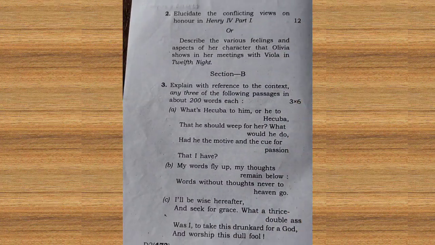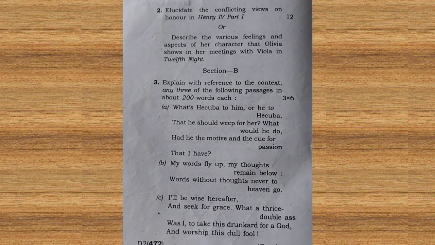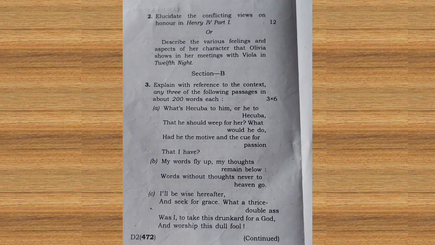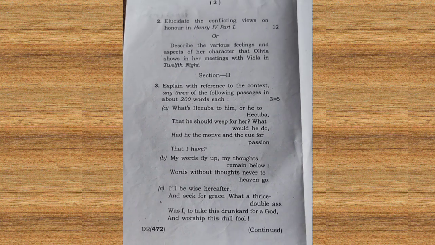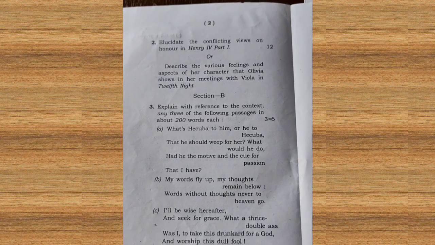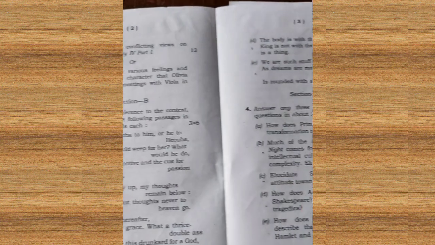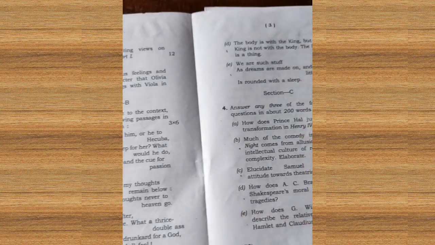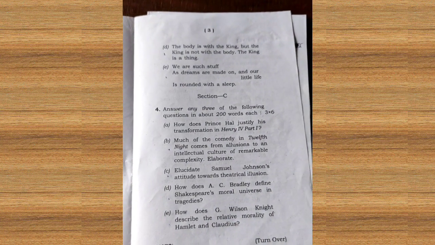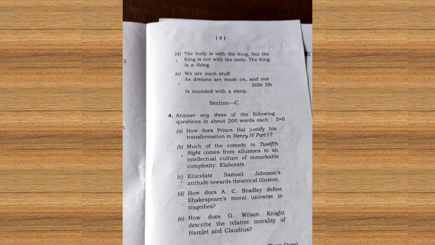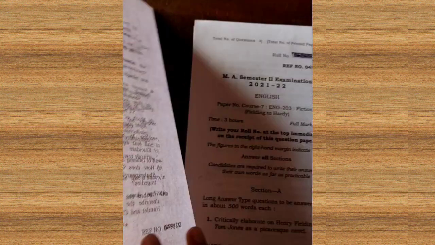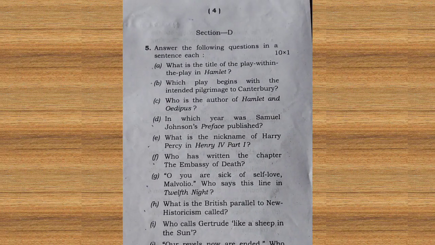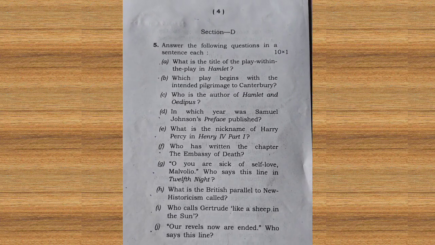So that's why I didn't correct the or question. And then you can see question number 2. First question is from Henry IV and the second question is from Twelfth Night. Then section B, as it was in the poetry paper also, 3 explanations are there, you have to answer from 5. Then part C, the same as the poetry paper, 3 questions of 6 marks out of 5. And then this last part, 10 questions. Okay, as you can see the question papers.